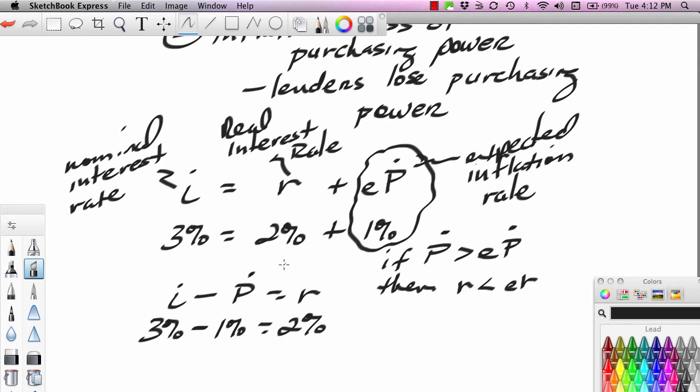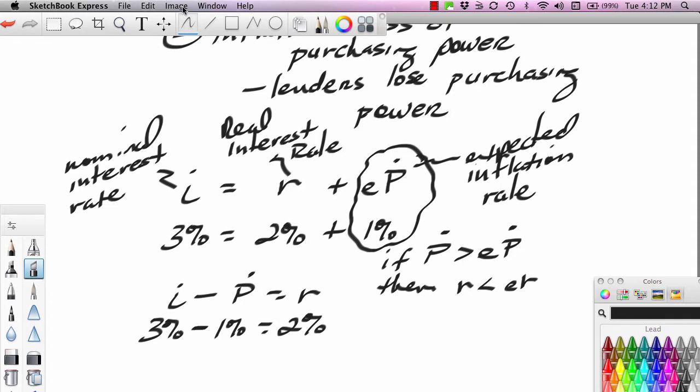So if the expected inflation rate turns out to be less than what the actual inflation rate is, then the real rate is going to be less than what was expected. Okay? All right, so we see that inflation is built into the interest rate calculation. And this is a very important idea.